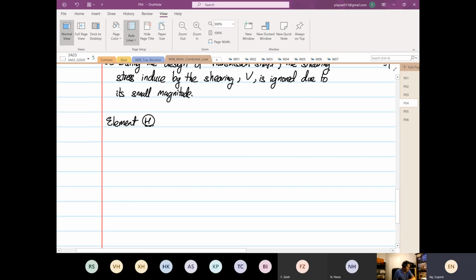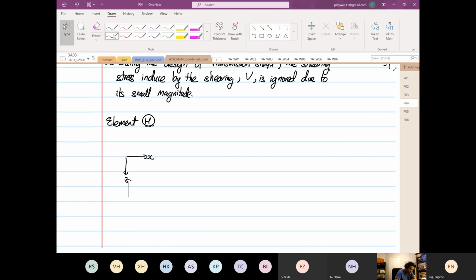Okay, now we're going to focus on element H. So we're going to view element H now. So this is our X and this is our Z. Okay, so if we look at element H, right? We have compression in the X direction, and then we have negative shear.